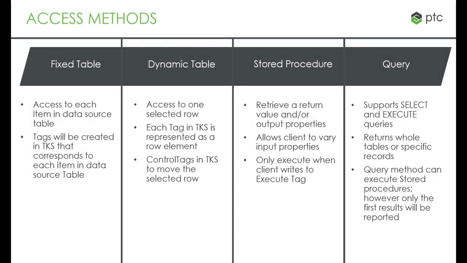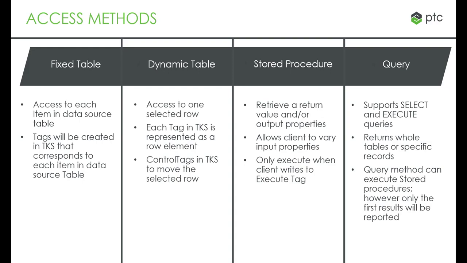The 4 access methods used are fixed table, dynamic table, stored procedure, and query. The fixed table method allows Kepware to access each item in the data source table and will create a corresponding tag for each item. The columns will become tag groups, and row values will become individual tags in that tag group. The dynamic table method will show data from a selected column. Kepware provides control tags to allow the client to select a specific column. This method is the most common access method used in SCADA or HMI applications.